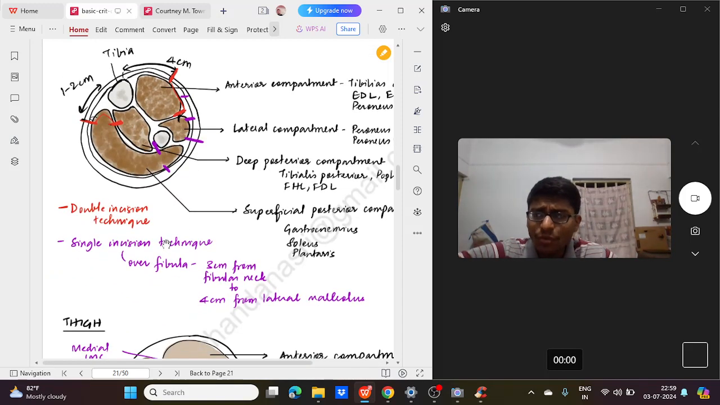So we have two methods, that is the double incision technique and the single incision technique, where we can see the red incisions shown, which are for the double incision technique, one in the anterior aspect and one in the lateral aspect.